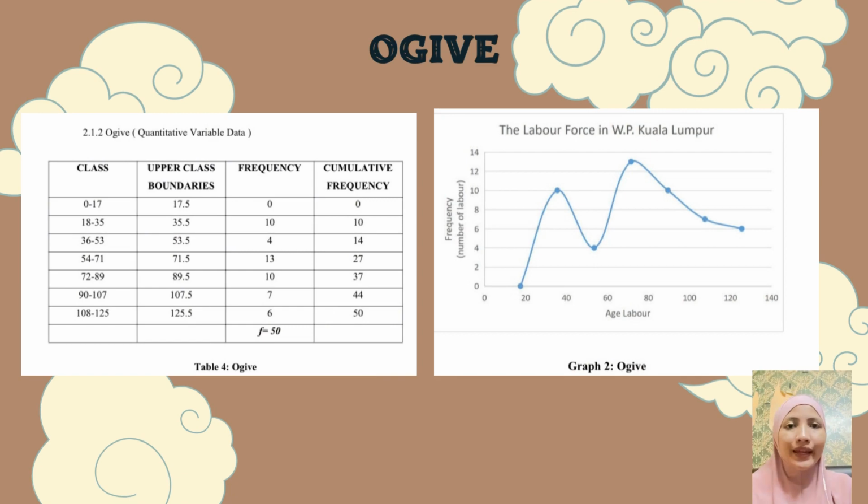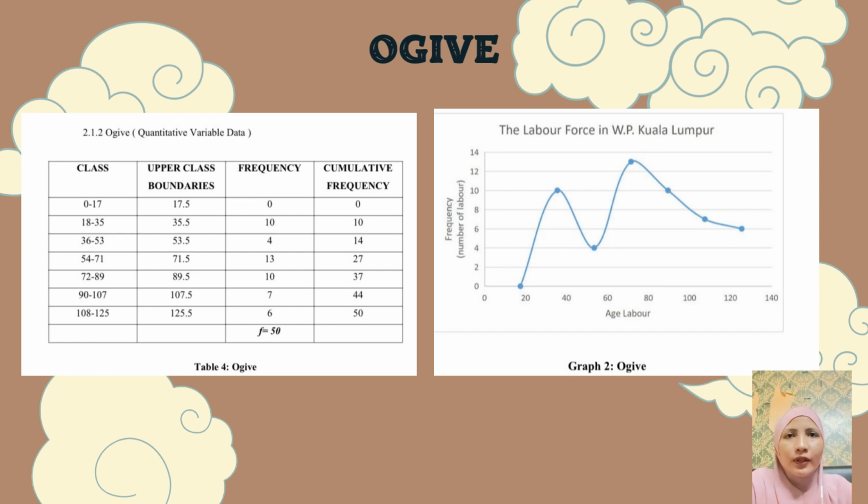The second graph is an ogive graph. The graph must have two data, namely upper class boundary data and cumulative frequency data. Upper class boundaries: the value for the first class is 17.5, second class is 35.5, third class is 53.5, fourth class is 71.5, fifth class is 89.5, sixth class is 107.5, and 125.5 for the last class.